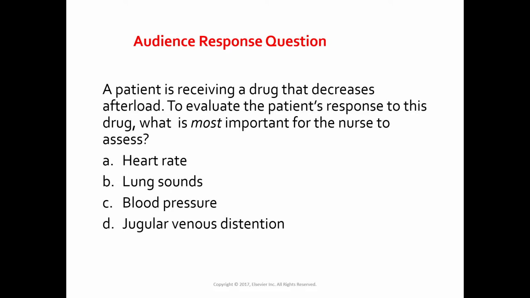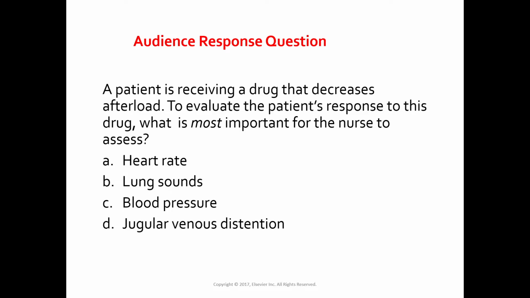So with what I just said, what do you guys think the answer to this question is, right? So a patient is receiving a drug that decreases afterload. So we want to try to release that systemic vascular resistance. To evaluate the patient's response to this drug, what is the most important for the nurse to assess? So remember, afterload, and I just mentioned it earlier with the ventricular hypertrophy and the enlargement of the heart muscle, right? And the things that affect afterload really are the size of the ventricle, the wall tension, how tense that wall is, and the arterial blood pressure.